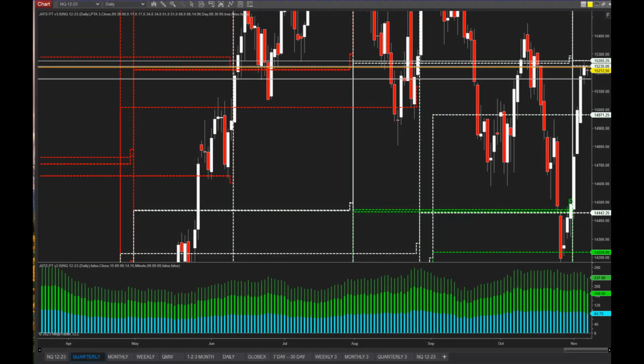It is Tuesday, November 7th. It is 4:30 in the morning pre-market. A very quiet session so far. Small range day yesterday. The white lines above are quarterly levels, 15,235 and 15,265.